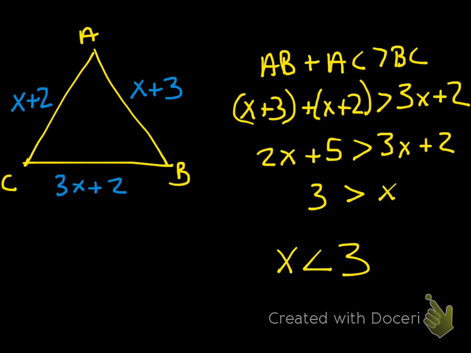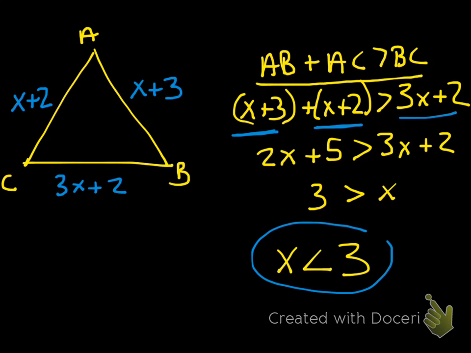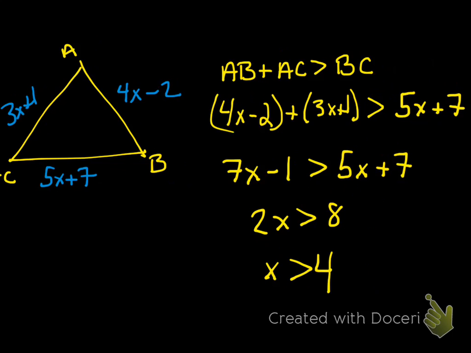Here's the answer to number 14. All I did was write down the inequality that they asked for, and I substituted in the sides for that. When you solve an inequality, you just solve it exactly like you do an equation, and this would be your final answer. Here's the answer to number 15. It's exactly the same as number 14. You're just plugging in the side lengths and solving the inequality.